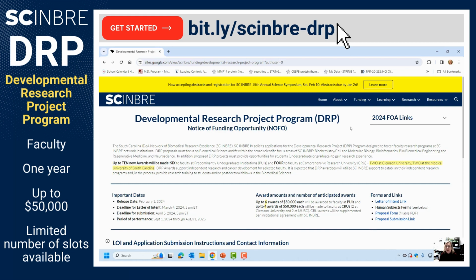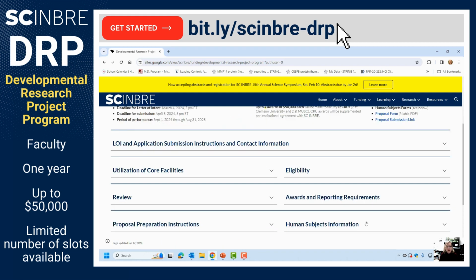This page gives you information about preparing your application, but it also gives you important links for submitting your letter of intent and also submitting your full complete proposal. There's also additional information about preparing your application, eligibility, and reporting requirements, as well as many of the forms that you will need to complete the application.